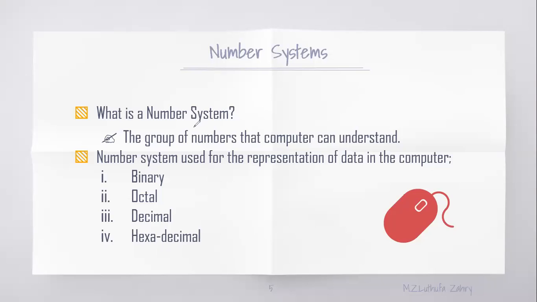Computer is not going to understand any languages like our normal language, maybe it is English or Sinhala or Tamil, anything. Computer is not going to understand any language. It is going to understand a group of numbers. That group of numbers is called the number system. So for any data representation, if you want to input data in the computer, this number system is used.